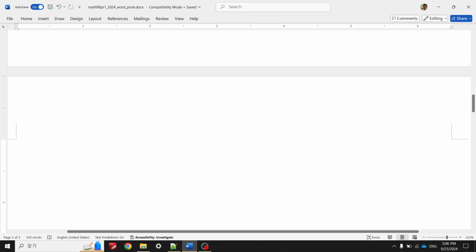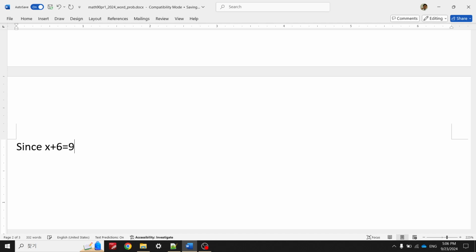So here, I might say, since x plus 6 is equal to 9, the hiker's speed was 3 miles per hour, and ranger's speed was 9 miles per hour.